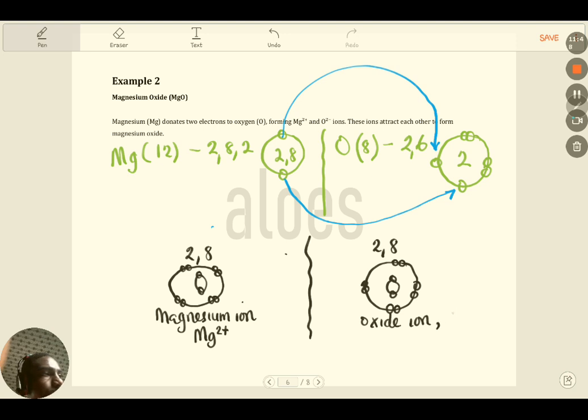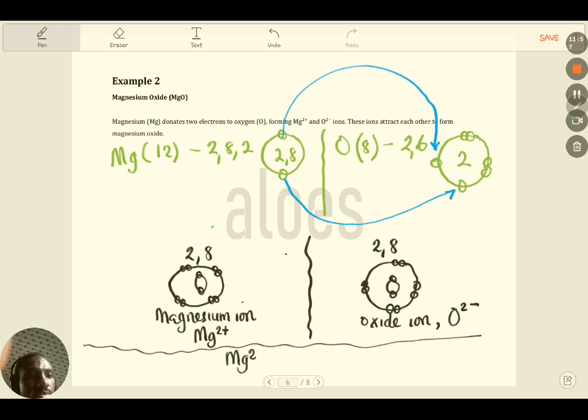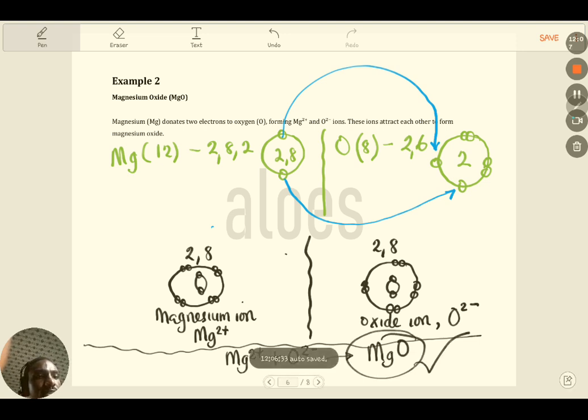which is O2 minus. So bringing it all together, I could actually say Mg2 plus and the oxide ion should give me a stable magnesium oxide compound, which is very, very stable. Alright, so that is an ionic bond between magnesium and oxygen to give magnesium oxide.